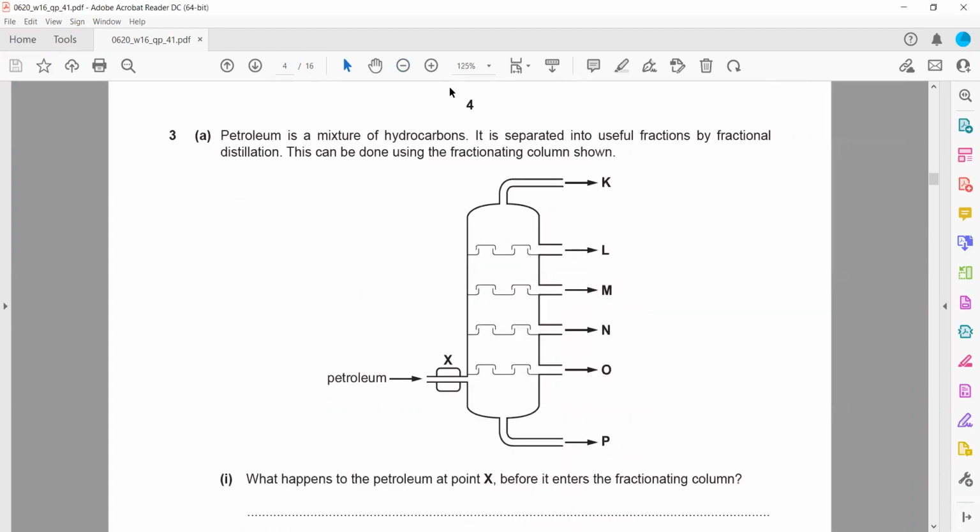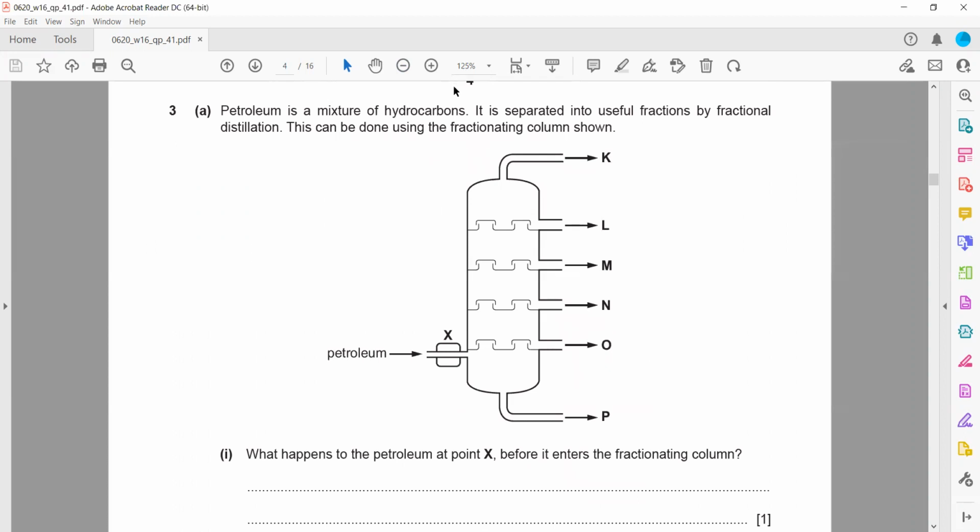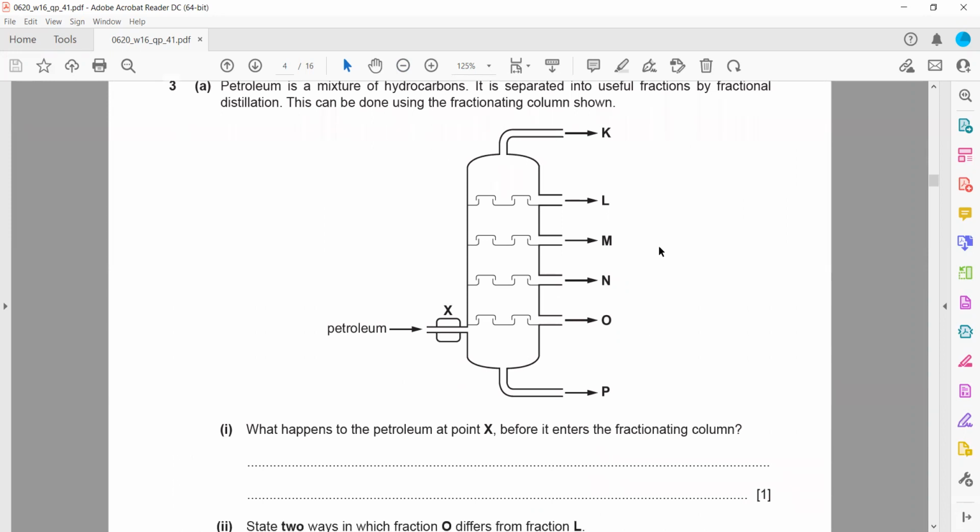So what we do to this petroleum, we vaporize or we heat, or we can say we boil the petroleum. So we vaporize or evaporate, or boil or heat it, before it enters this column.